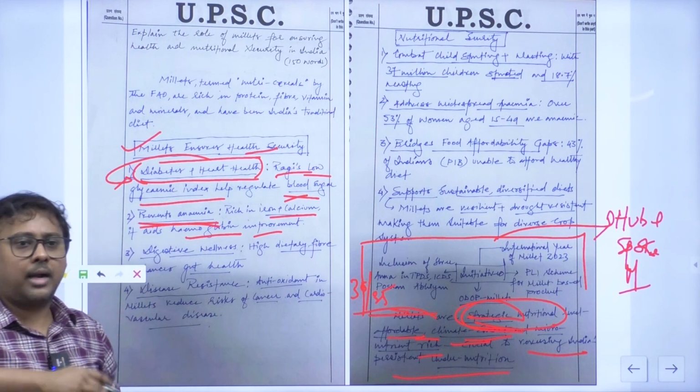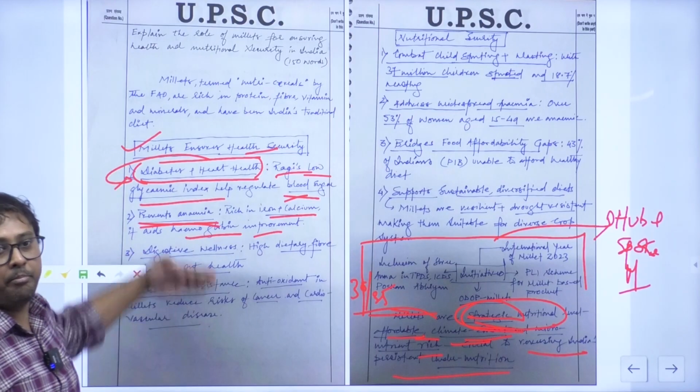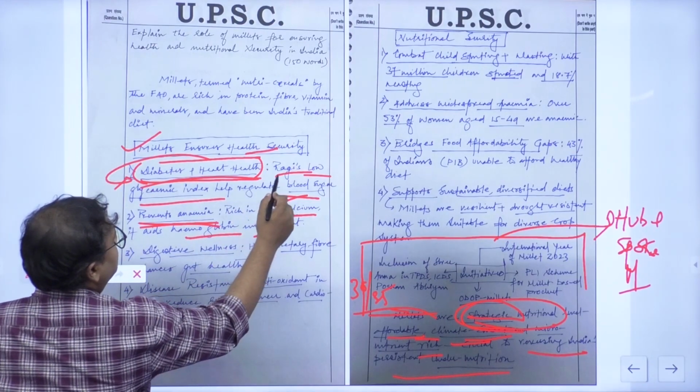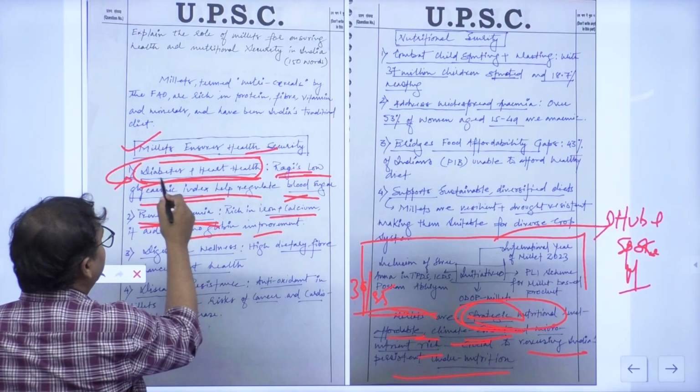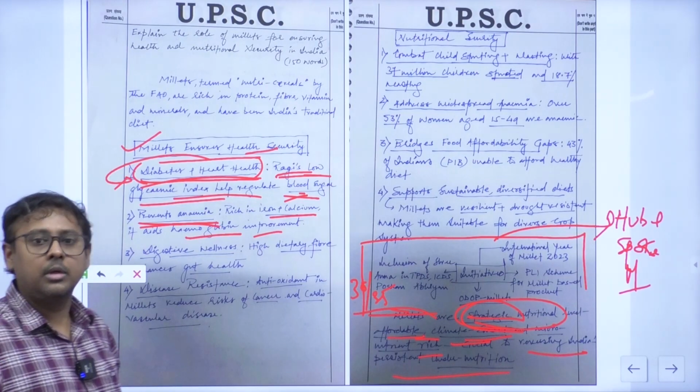You can do that. That permutation combination you can do, but the point here is that the structure has to be maintained. You can completely do away with it. You just mention this, right? And incorporate diabetes and heart health here, right? You can do that. That can also be done.